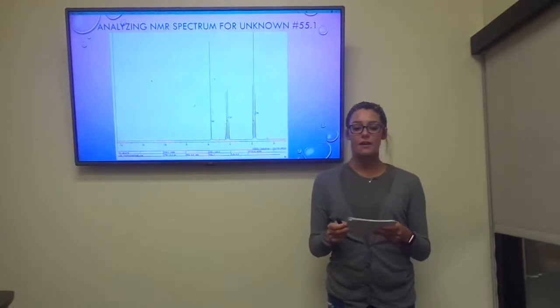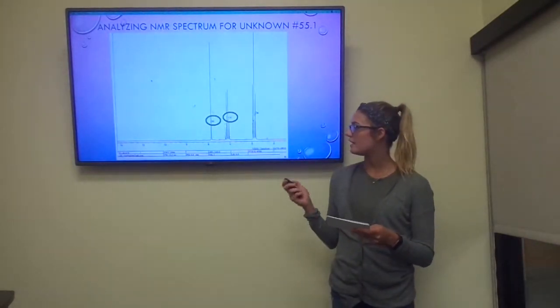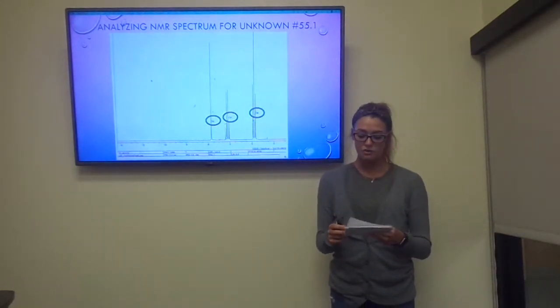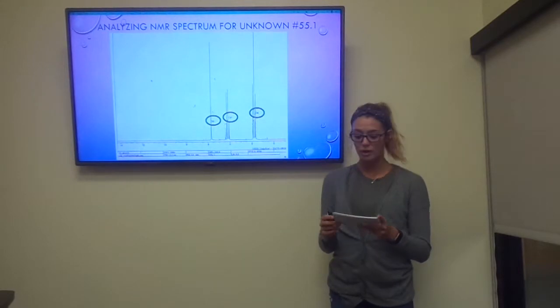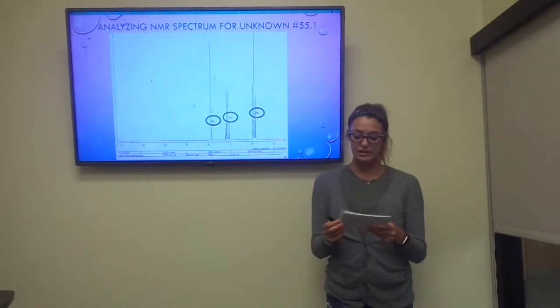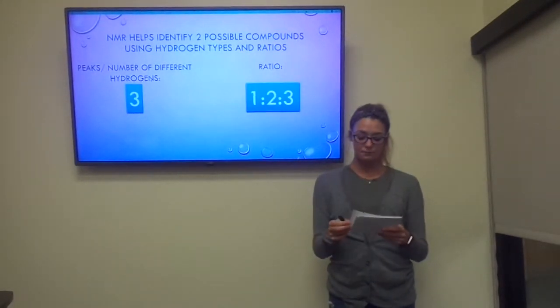This is unknown 55.1's NMR spectrum. As you can see, there are 3 distinct peaks, meaning that there are 3 types of hydrogens present in my compound. Also, the peak data states that the first one is 1, the second one is 1.87, and the third one is 2.90, which corresponds to the ratio 1 to 2 to 3.